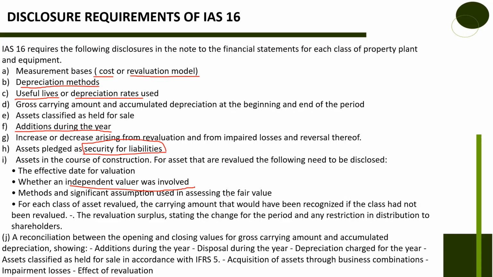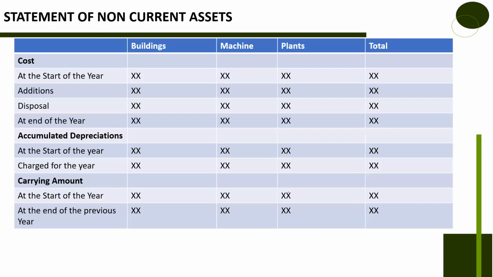Methods and significant assumptions used in assessing the fair value. How did you get the fair value of whatever you have done to that particular stage, even if you want to sell it? Another thing: a reconciliation between opening and closing values for gross carrying amount and accumulated depreciation, showing additions during the year, disposals, all these I've mentioned earlier. So this is what the statement of non-current assets looks like.